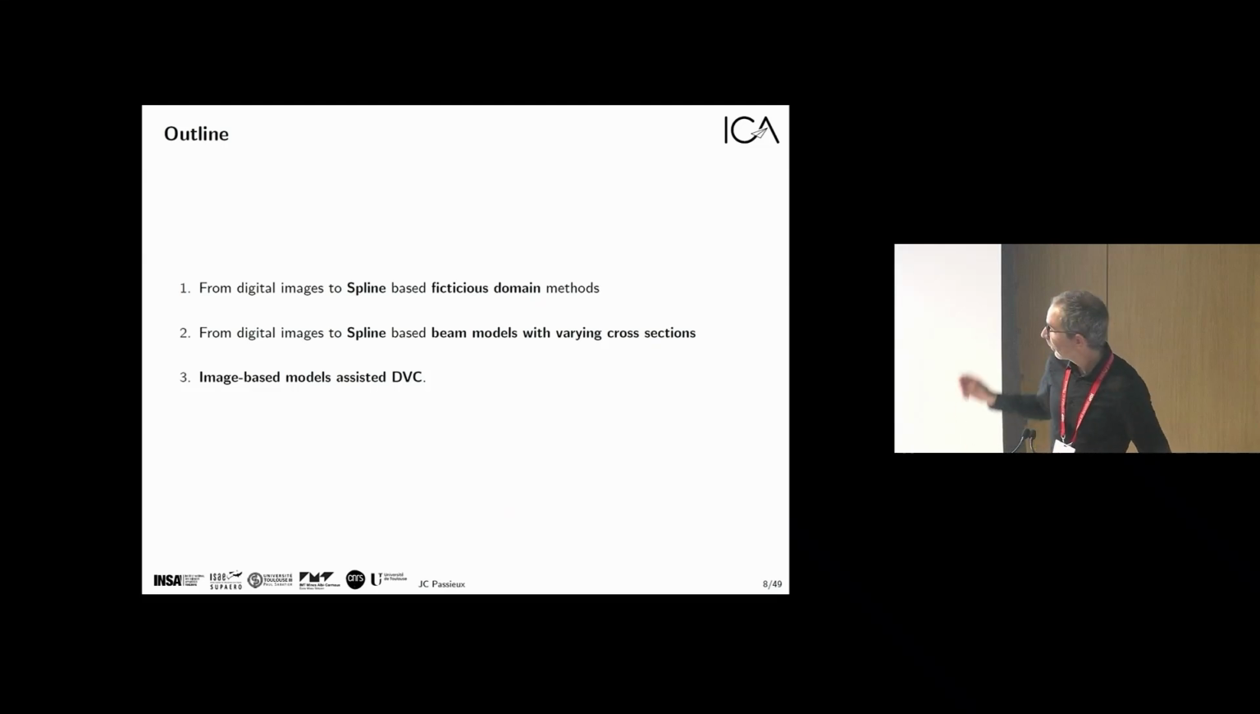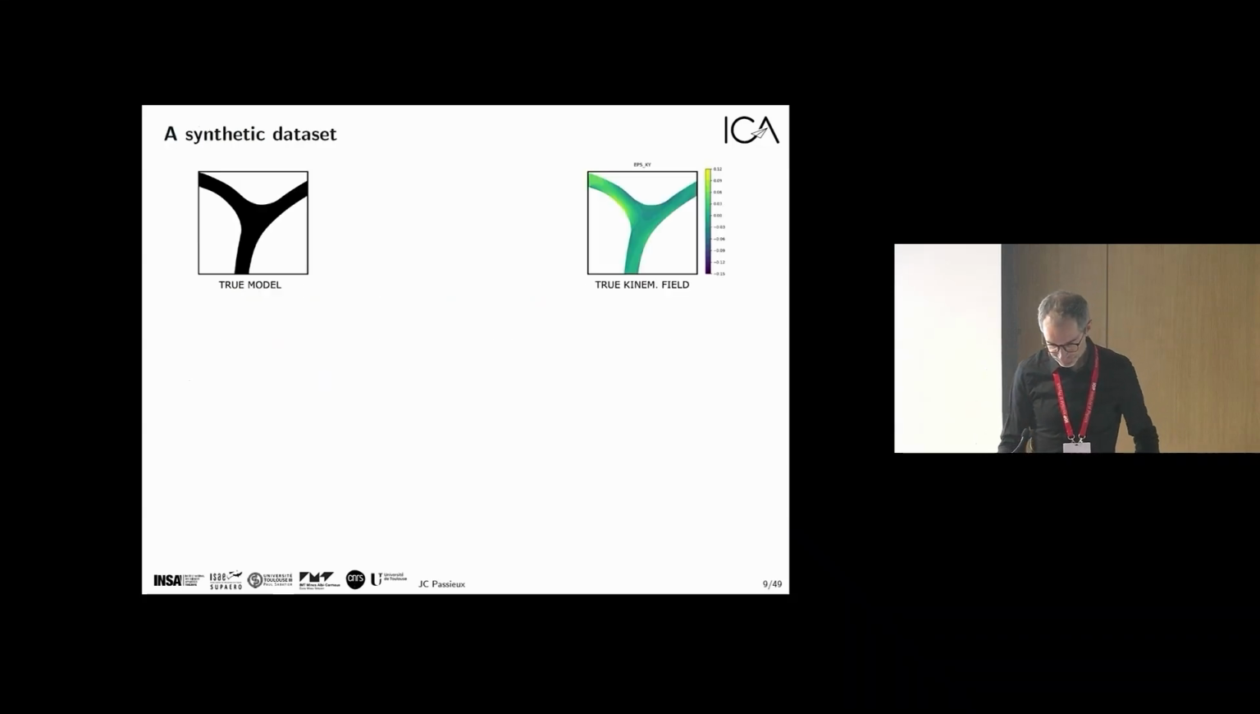So there are three parts. The first part will be very quick. It's about the family of methods called fictitious domain methods. Then the second part, I will explain how I build beam-based models, so wires from images. And then in the last part, I will try to show you how mechanical image-based models can improve digital image or digital volume correlation.